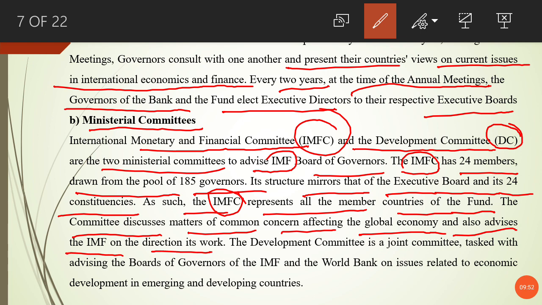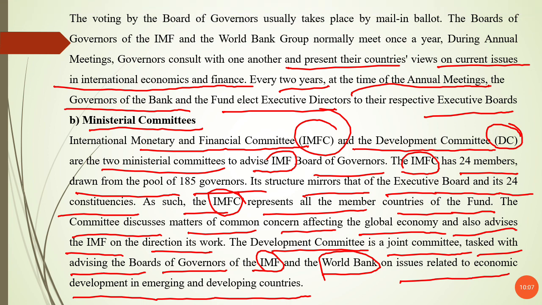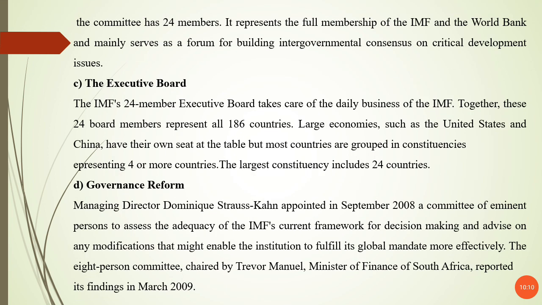The Development Committee is a joint committee tasked with advising the Board of Governors of the International Monetary Fund and the World Bank on issues related to economic development in emerging and developing countries. The committee has 24 members. It represents the full membership of the International Monetary Fund and the World Bank and mainly serves as a forum for building intergovernmental consensus on critical development issues.